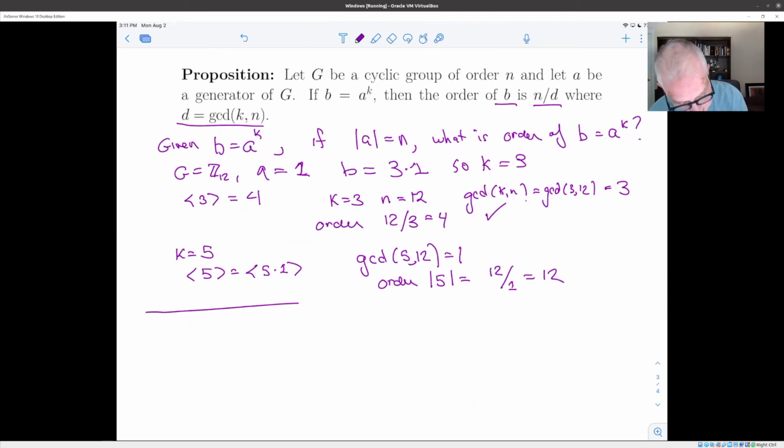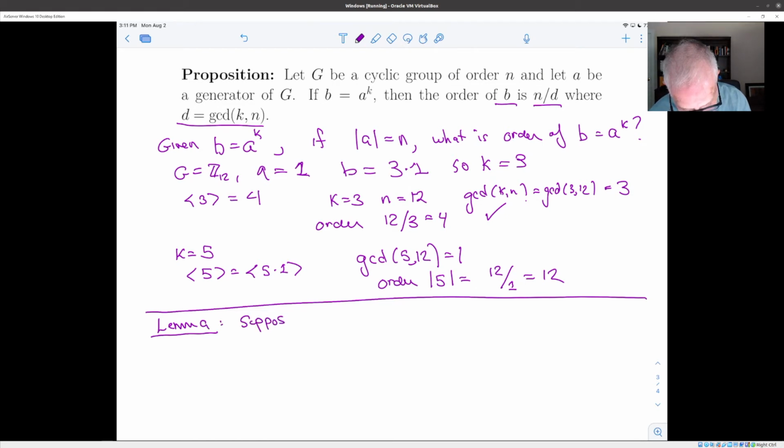To prove it, we need to use a little bit more number theory. So I need a little lemma, which says that suppose n, k, and r are integers, and suppose that n divides k times r. Then if d is another integer, and d divides n and d divides k, then n over d divides k over d times r.